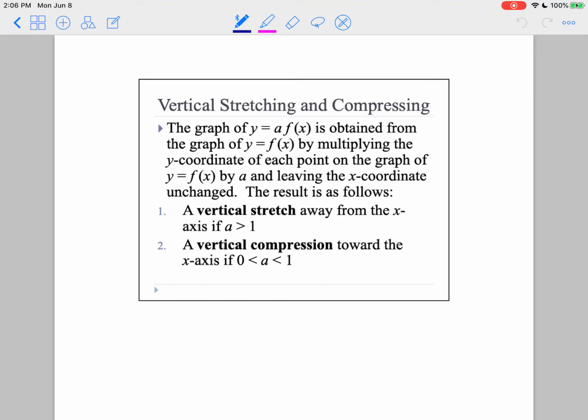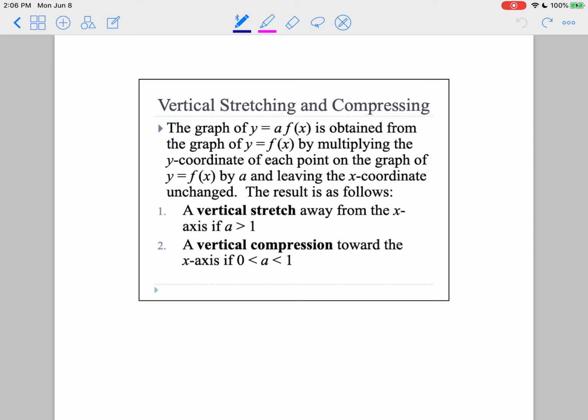Hey everybody, I'm back. In this video we're going to talk about vertical stretching and compressing. So if we have the graph of y equals f of x, which is our parent graph, and we multiply that graph by some constant multiple, a coefficient outside of the function, it affects vertical things because it's outside of the function.